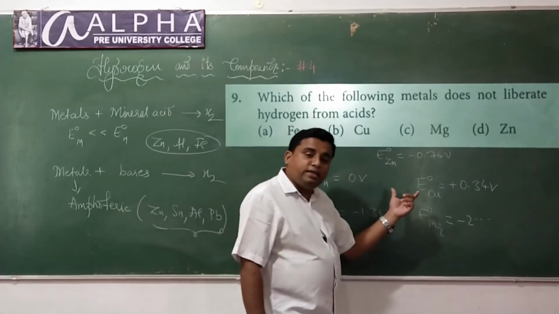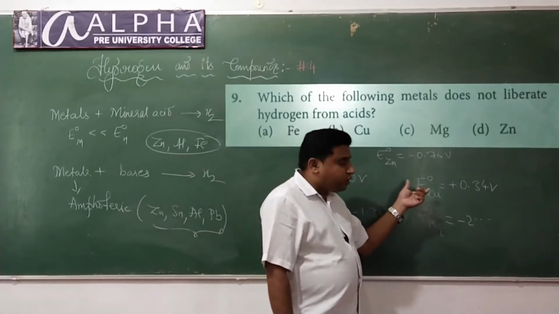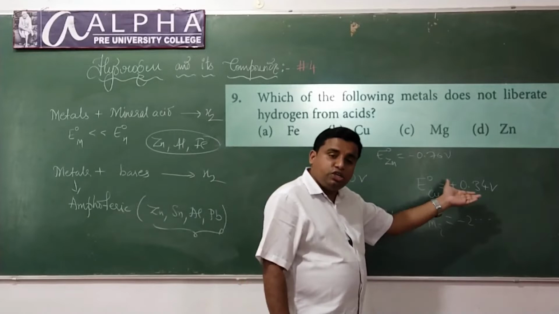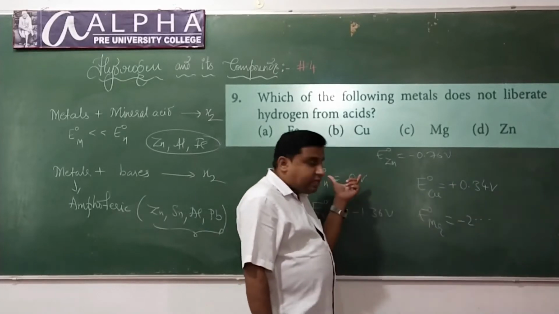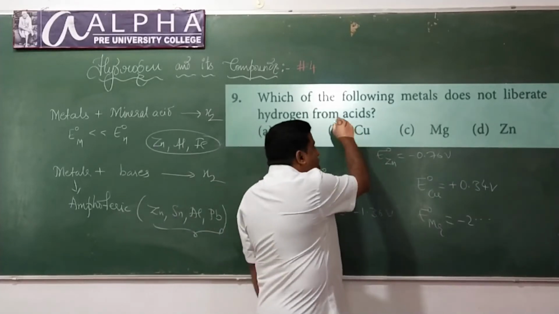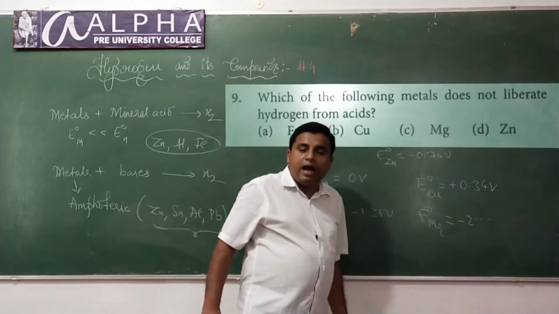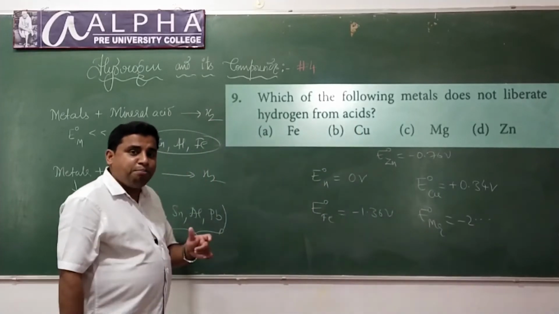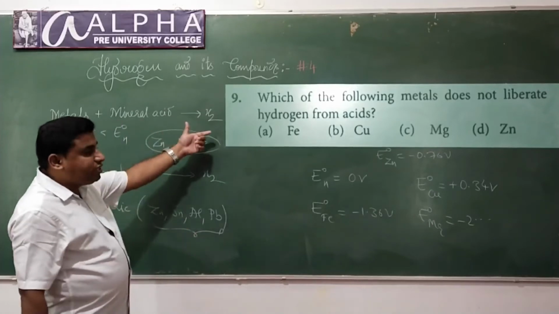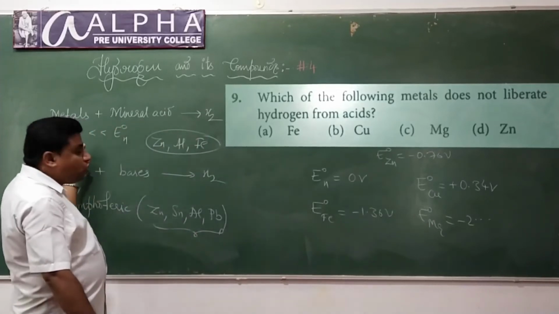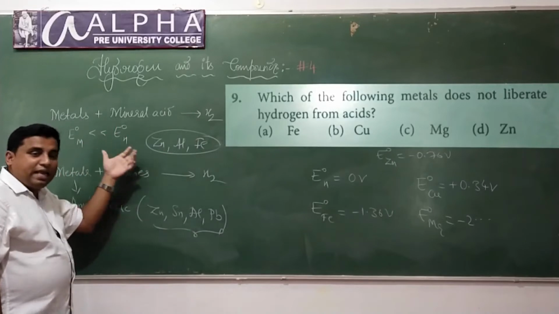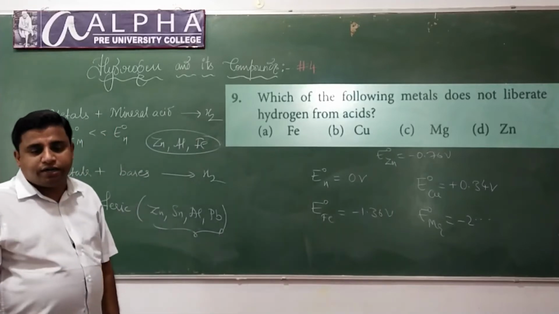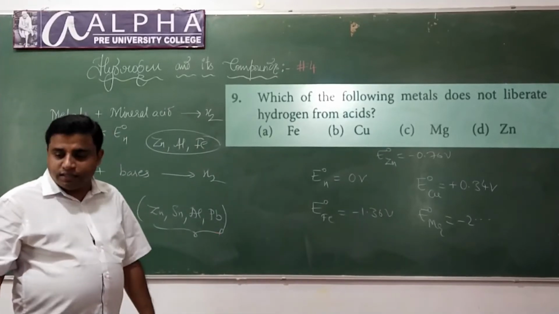But look at the electrode potential of copper. It is plus 0.34 volts, more than that of hydrogen, therefore copper cannot liberate hydrogen gas from acids. Understood? For any metal to displace hydrogen gas from acid, the electrode potential of that metal should be less than the electrode potential of hydrogen. Clear? Yes, next question.